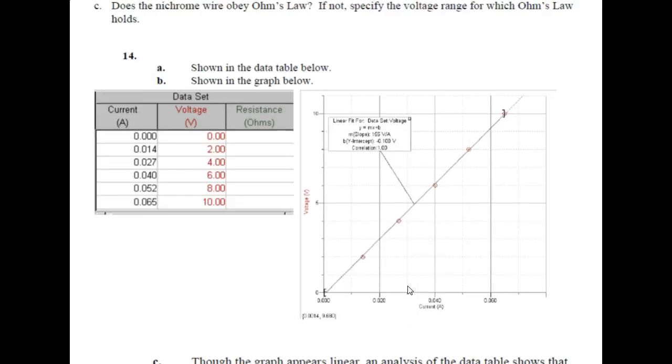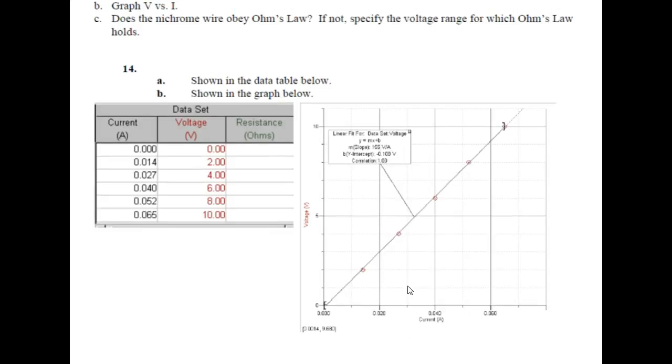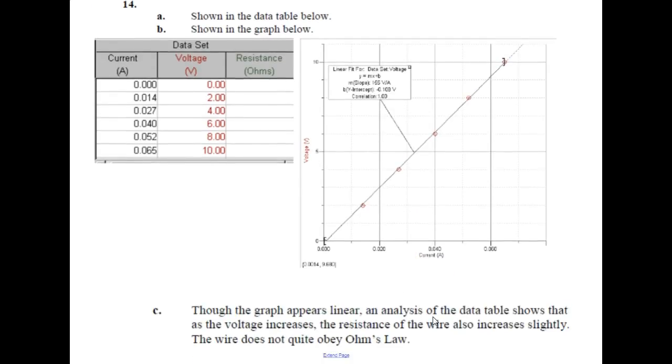And the answer to C here, does the nichrome obey Ohm's law? Well, it appears to, because the fit is linear and therefore indicates that voltage and current were directly proportional. But if you look at the data, the analysis shows that as voltage increases, the resistance of the wire also slightly increases. Once you had your resistance values, you'll see that the wire does not quite obey Ohm's law. It's probably close at these low voltages, but I guarantee that at higher voltages than the ones tested here, it definitely would not.